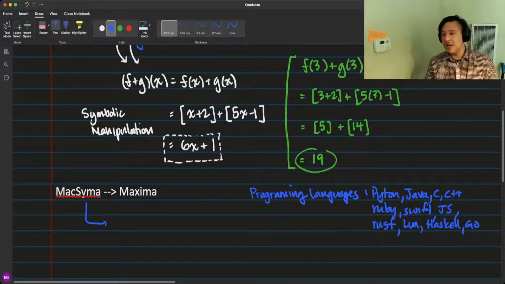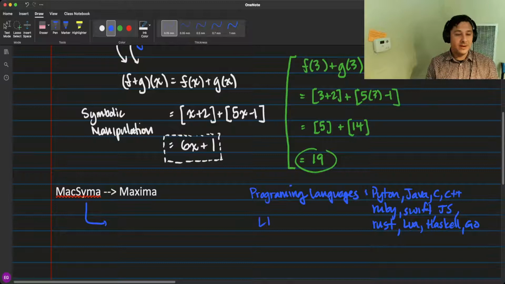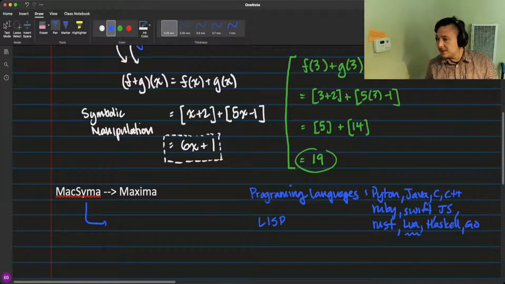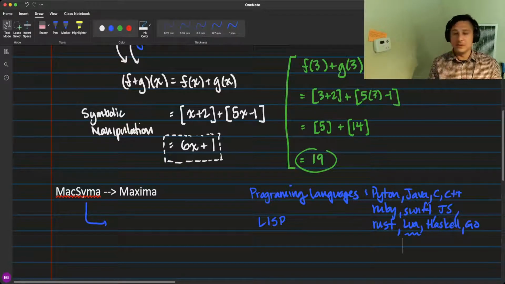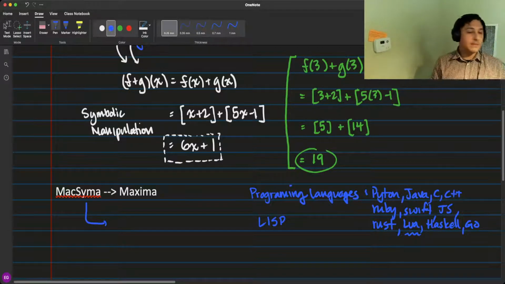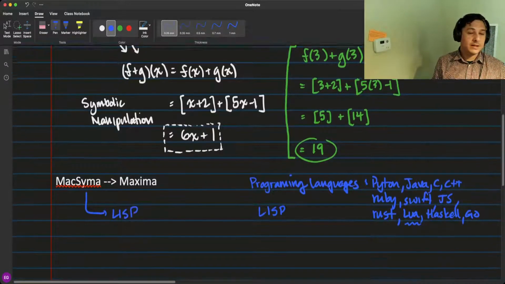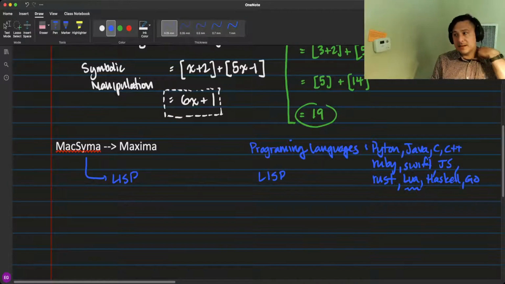Oh, what do I do? To be honest, I do a lot of programming in R because of statistics, and then I like Lisp, which is something that no one talked about on here. Lua is sort of inspired by Lisp. Who said Lua? Oh, John, nice. Lua's a good one. So let's talk about Lisp. Maxima was actually programmed in Lisp. And we're going to talk about what Lisp does.